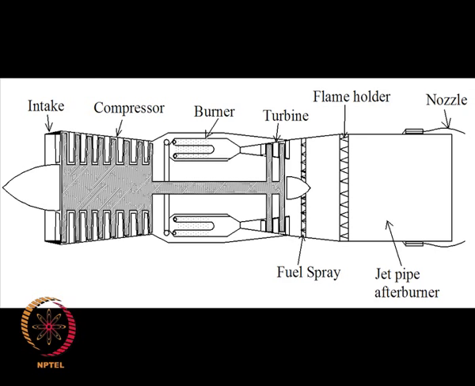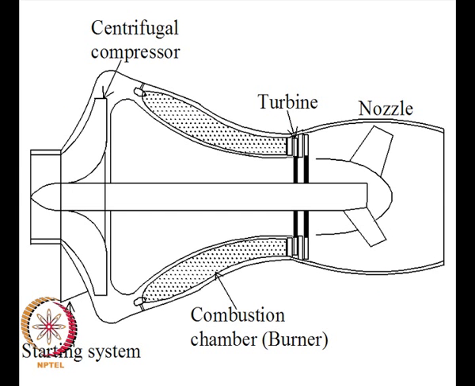Okay. Now this is with an axial compressor, as opposed to this you can also have something known as a centrifugal compressor, wherein the flow comes in axially and goes out radially. And again, if you want to have another stage, it has to come back in and again go in axially and go out radially. And you have the combustion chamber here and then the turbine.